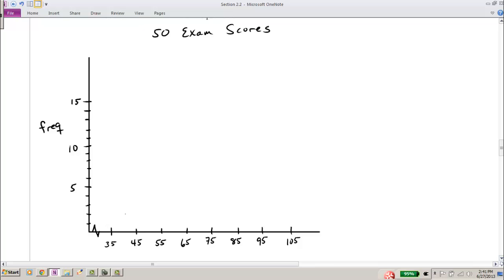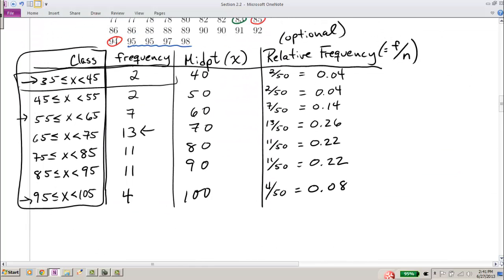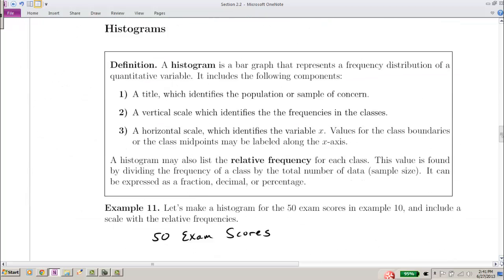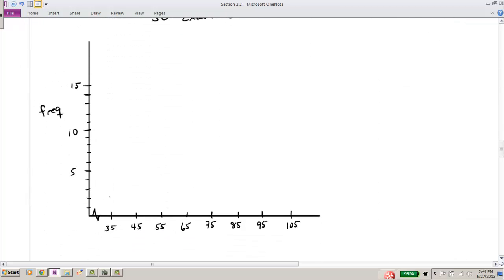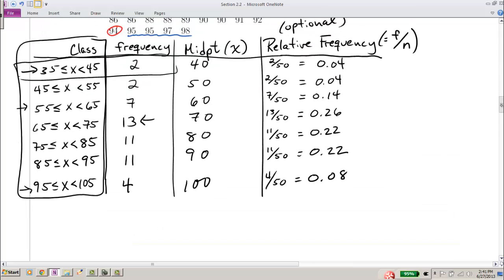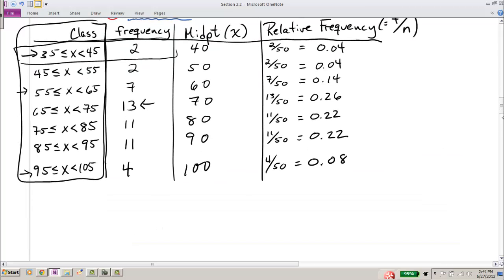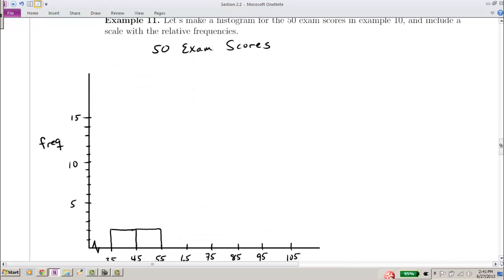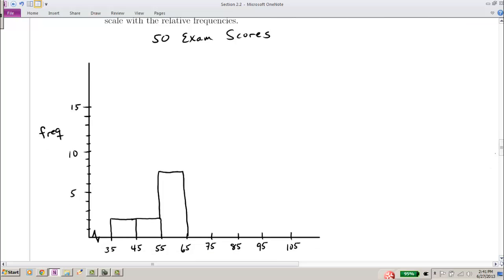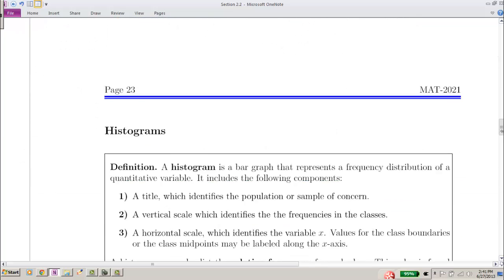The 35 to 45 class, I'm going to keep referring back to our table here, had a frequency of 2, so I'm going to draw this bar with a height of 2, from 35 to 45. The 45 to 55 also had a frequency of 2. 55 to 65 had a frequency of 7. 65 to 75 had a frequency of 13.